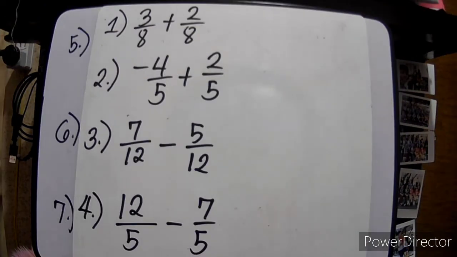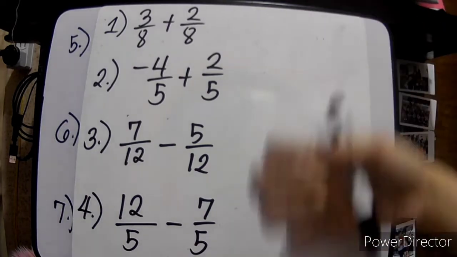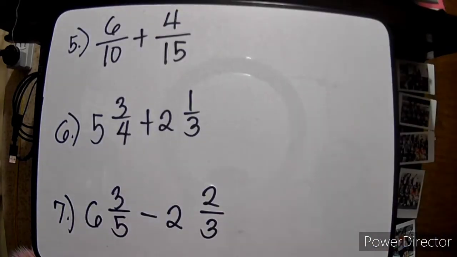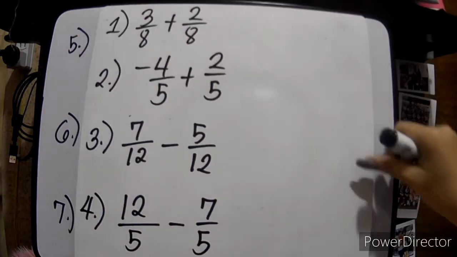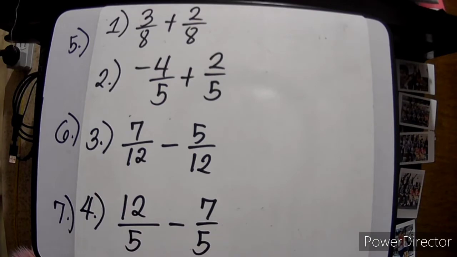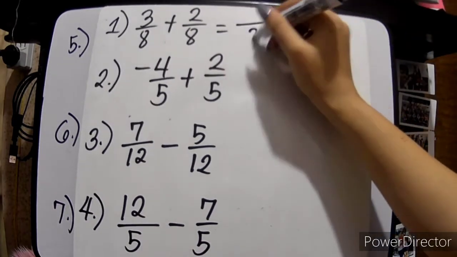Okay, so this is now addition of fractions. Ito ay addition of similars or addition and subtraction of similar fraction. And ito naman ay addition and subtraction of dissimilar fractions, and we have also mixed numbers. Unahin muna natin yung similar. Pag similar, madali lang. You just copy the denominator and do the operation on the numerator.